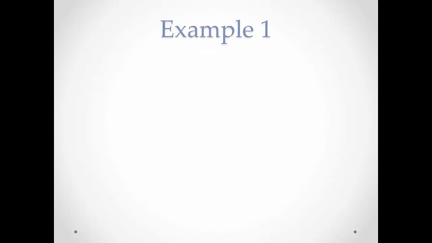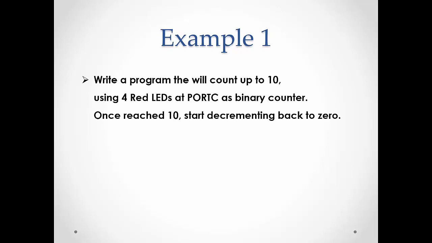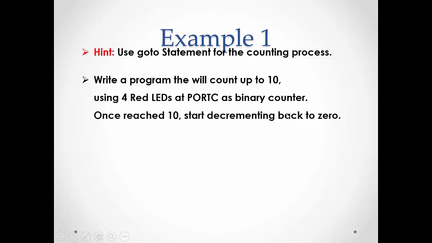So let's get started. Now, before I get into the interrupt, I will just give you a simple example about simply counting upward and counting downward and stuff like that. So we'll write a program that will count up to 10 using 4 LEDs at port C connected to port C as a binary counter. Once we reach 10, we should start decrementing back to 0.